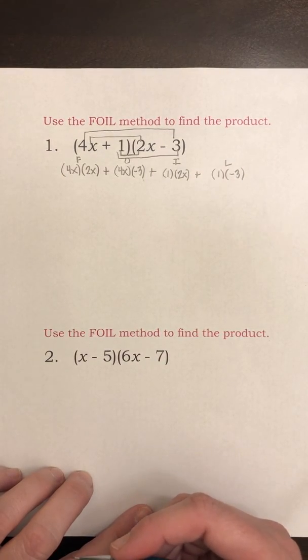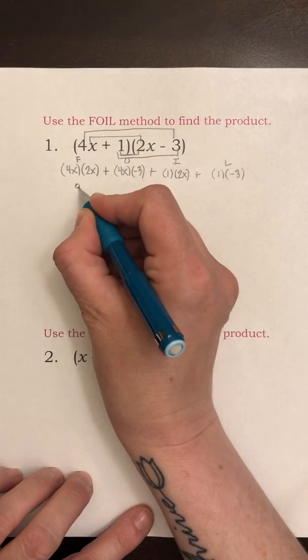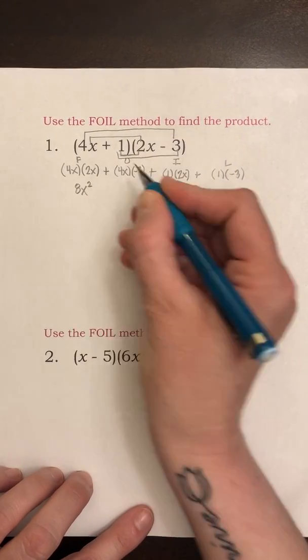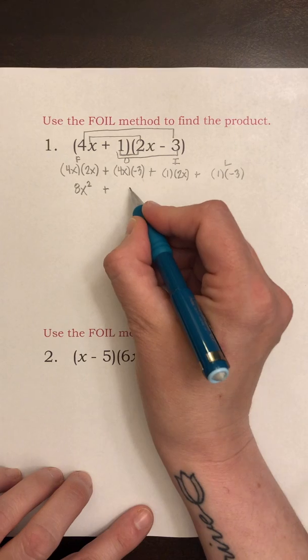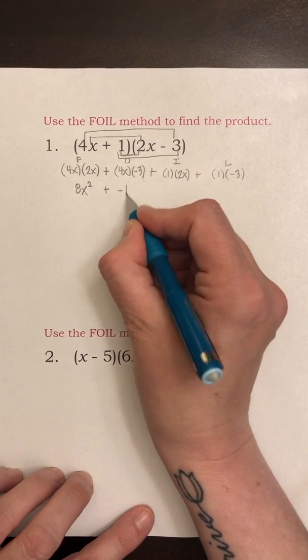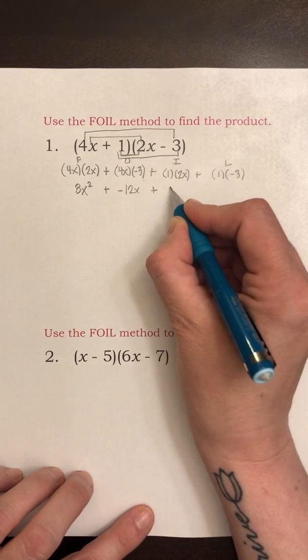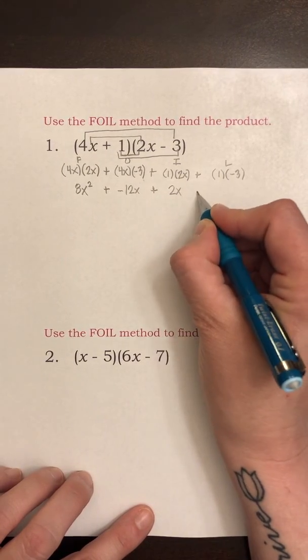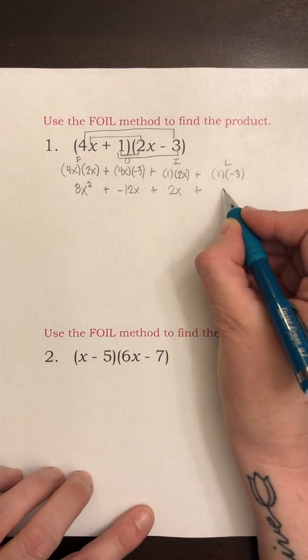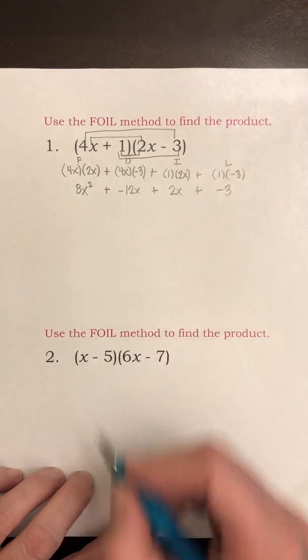So for first, 4x times 2x is 8x squared. For outer, 4x times negative 3 is negative 12x. For inner, 1 times 2x is 2x. And for last, 1 times negative 3 is negative 3.